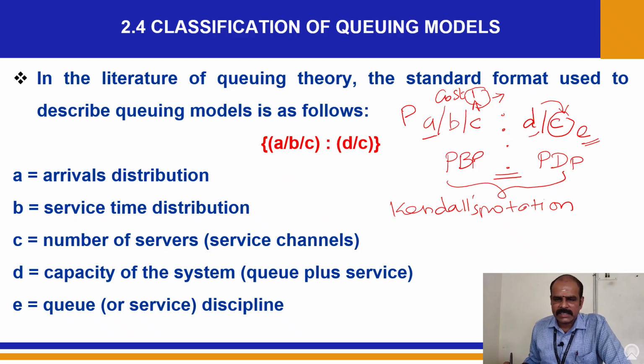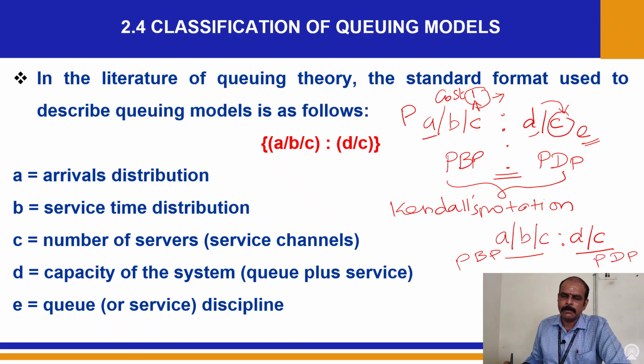So to understand, Kendall's notation is like this: A slash B slash C colon D slash C or E. To the left of the colon is the pure birth process, that is arrival into the system, and here it is called the pure death process, exiting the system. How do they arrive and how do they go? Here it talks about service, and this talks about waiting time. What is the waiting in the system? It talks about that. So this is what Kendall's notation is. Now we'll see an example.